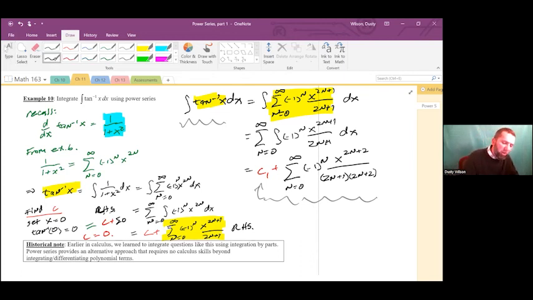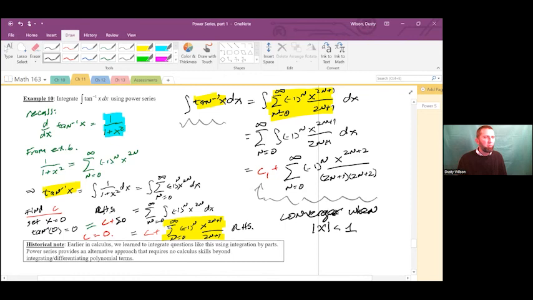I should also comment that this is valid, or it converges, when absolute value of x is less than 1. And the reason I know its absolute value of x is less than 1 is because this formula that we're using is coming from a geometric series that had that same interval of convergence.